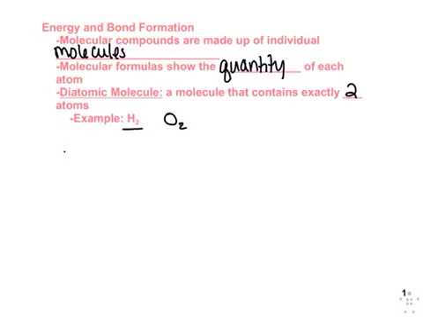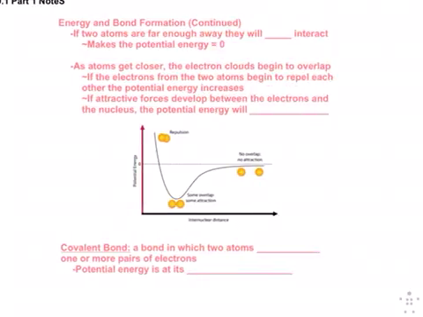And these molecules are almost always found combined with another atom. Like, you will not find just a single hydrogen atom floating around. That's not very stable. So it will almost always be bonded to a second hydrogen atom if it's not bonded to another element. So the energy in bond formation: if 2 atoms are far enough away, they just won't interact because they're too far away. So that makes their potential energy equal to 0.